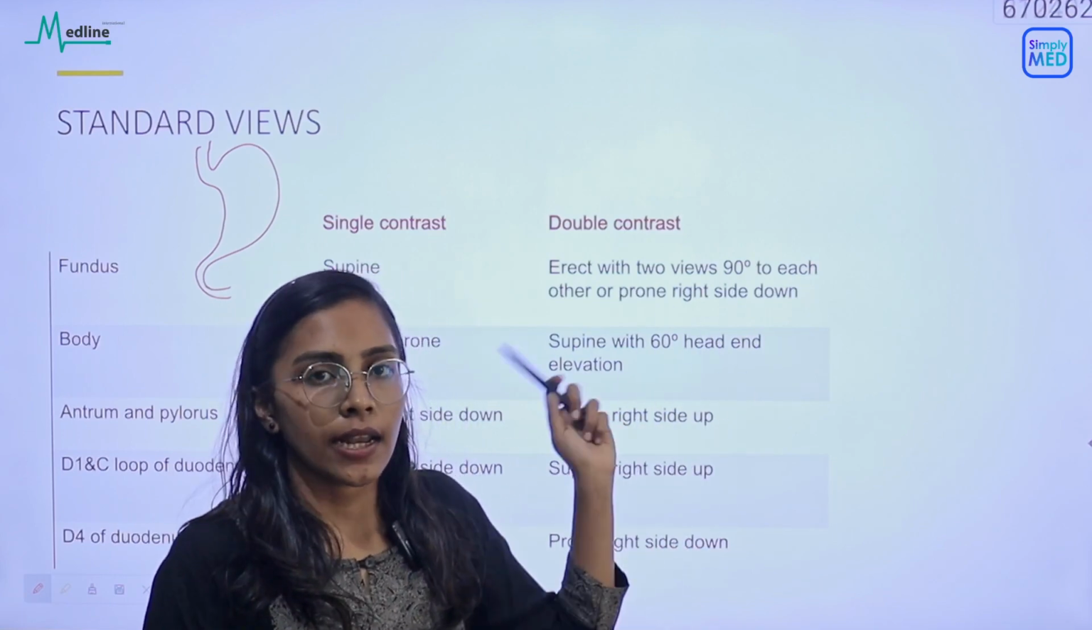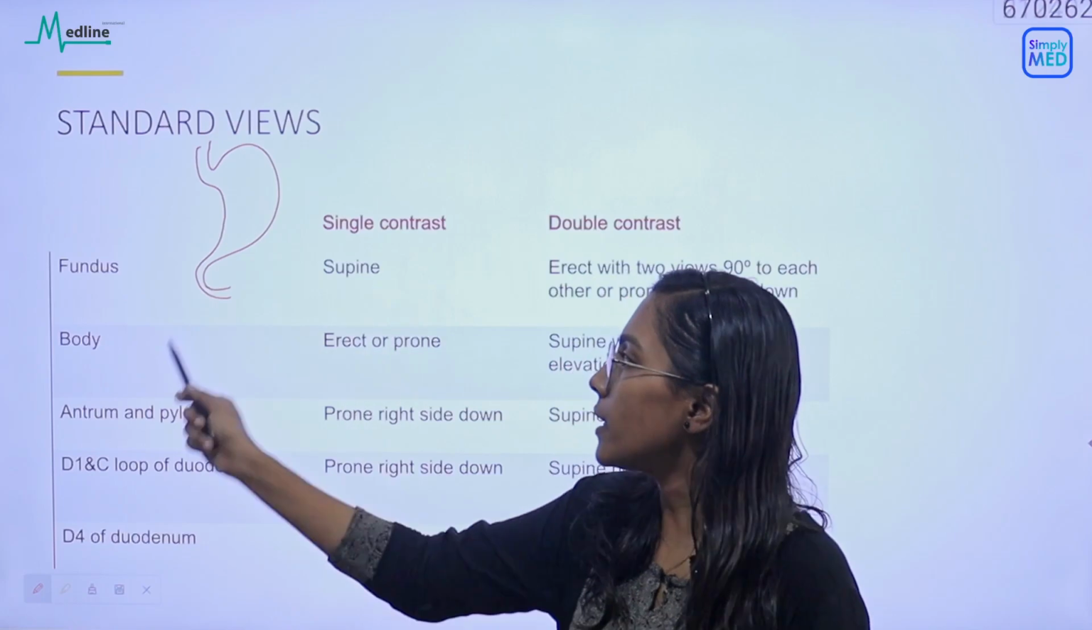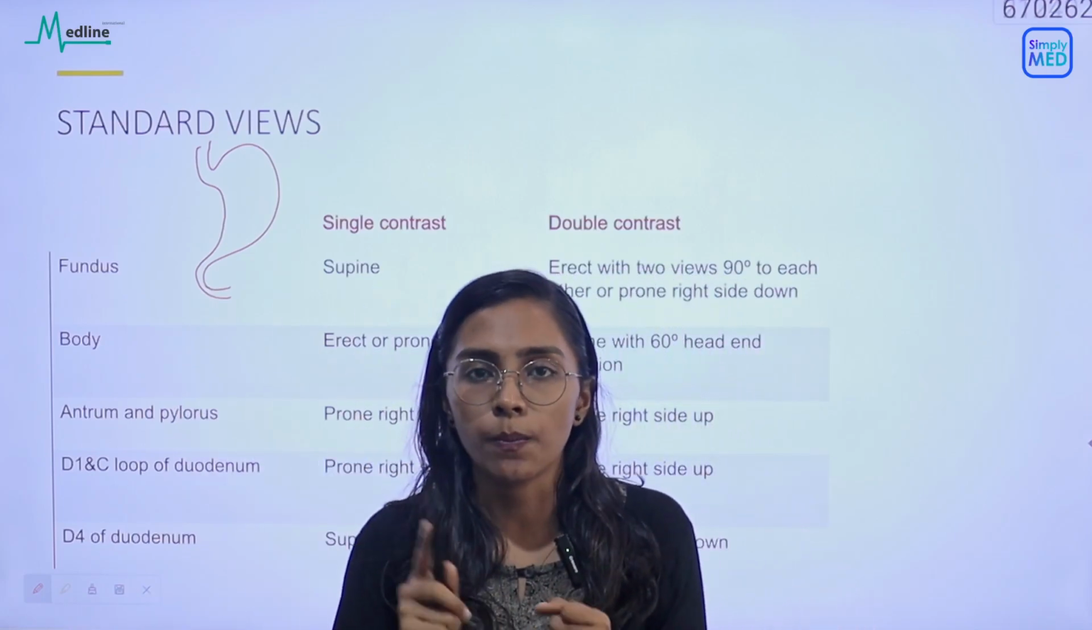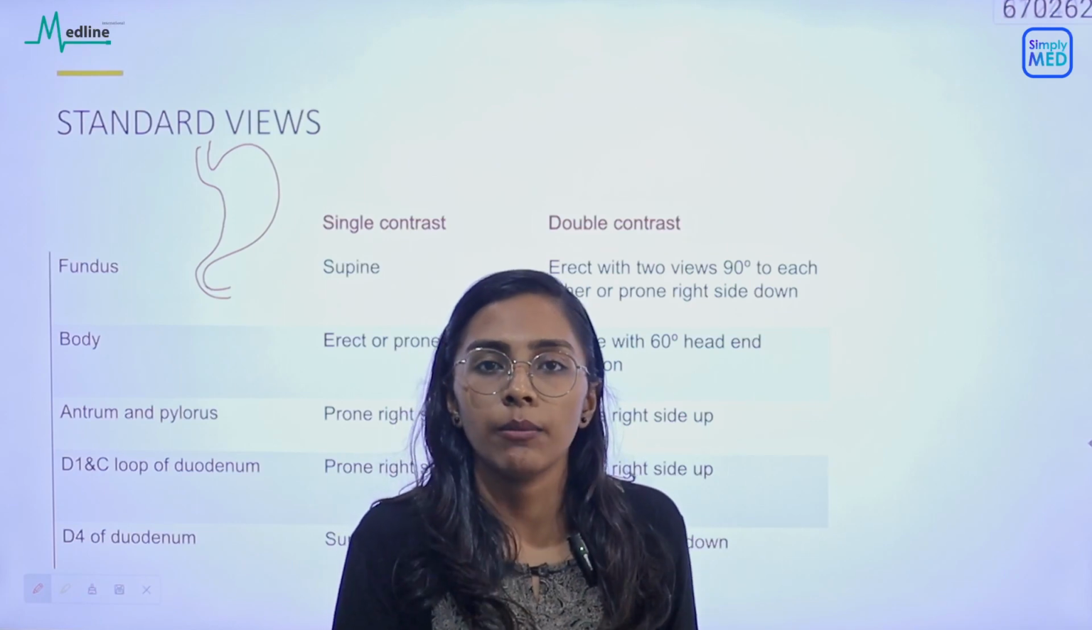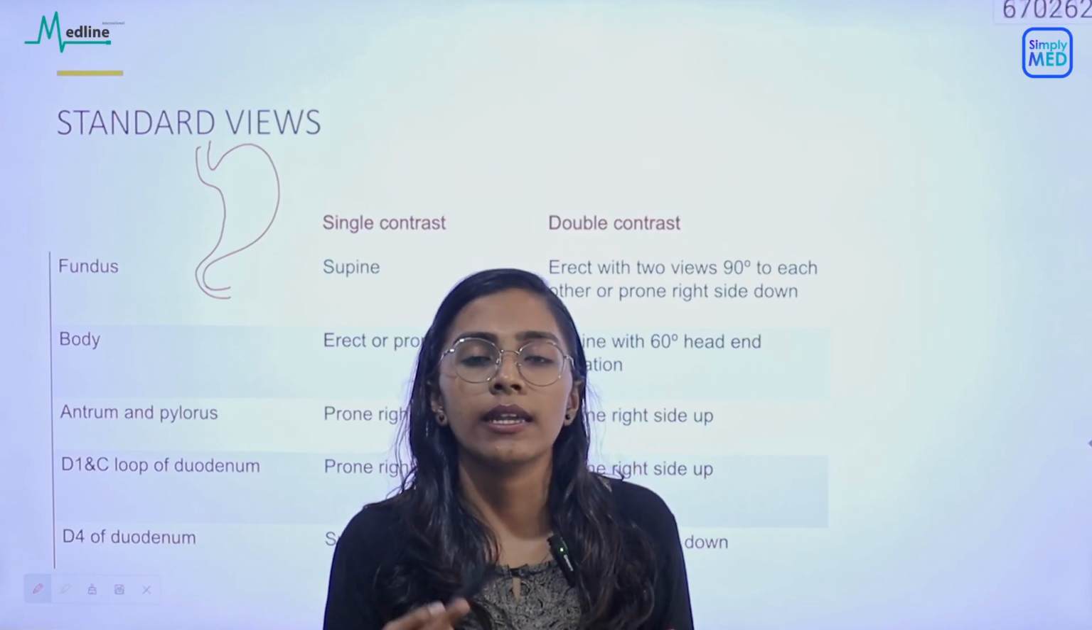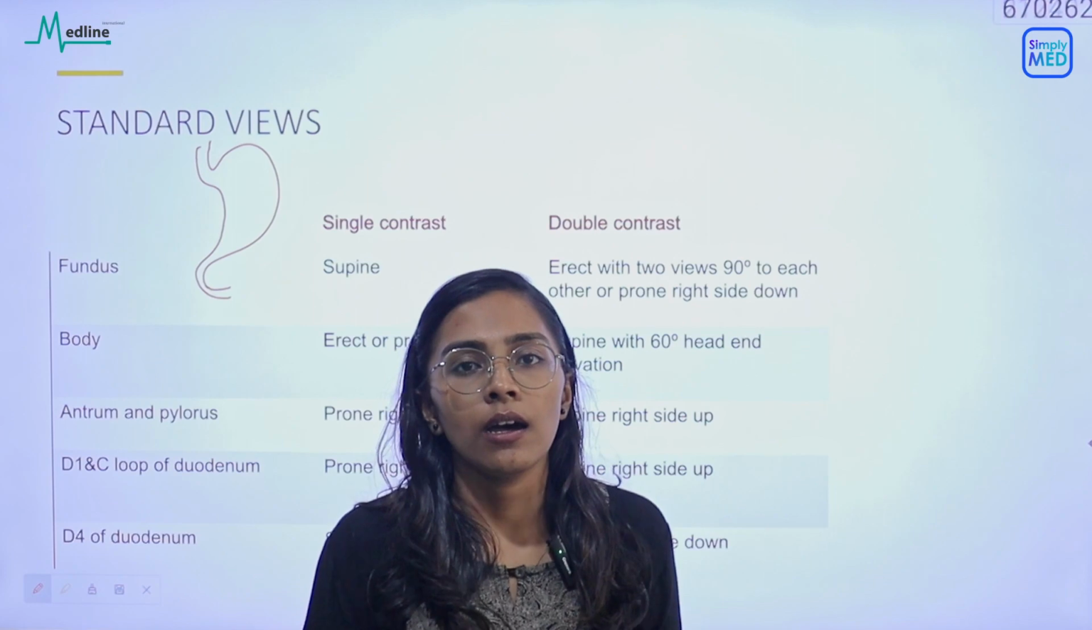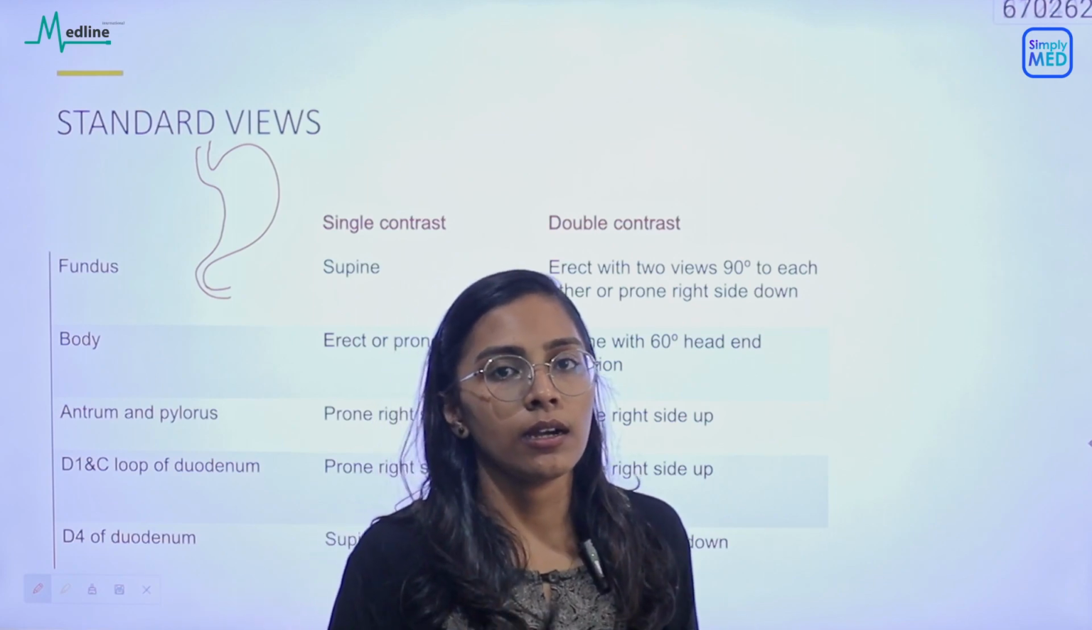Okay, that is RIO view. Okay, so for fundus, the standard views are supine for a single contrast study, and if you are doing double contrast, then we can do an erect AP, lateral, and supine RIO, prone RIO.